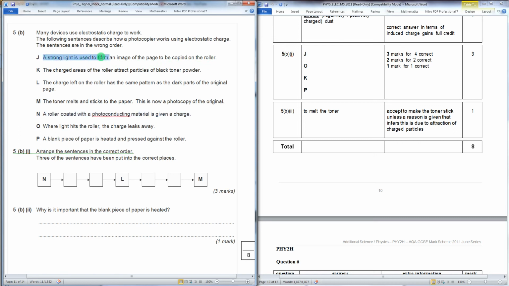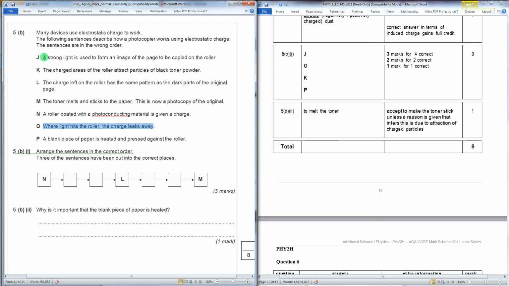Now that's quite a strong candidate because it seems to be near the start of the process. We're forming an image of the page on the roller. And the other thing to note is that the roller is referred to in part N. So we're still at the stage in the copying process where we're talking about the roller doing something. So that's a fairly good candidate, and in fact, that's the correct answer. J goes in there. And again, light hits the roller, the charge leaks away, comes after J quite logically.